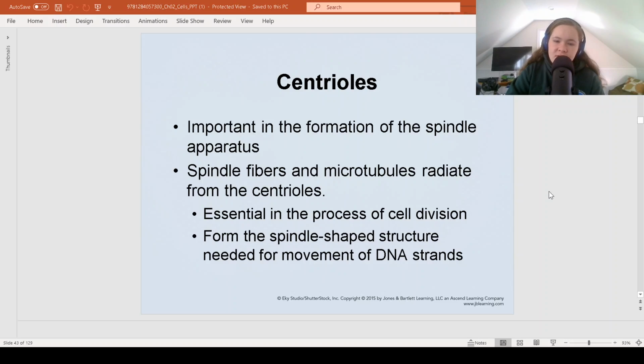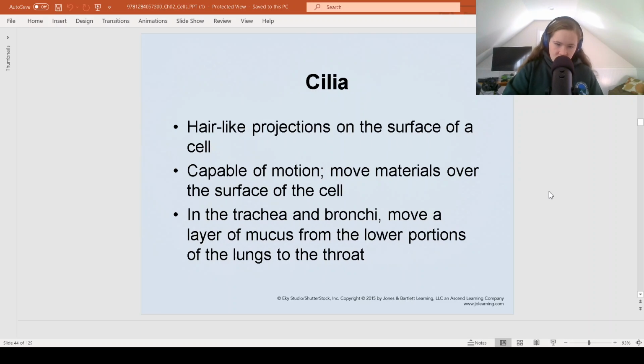Important in the formation of the spindle apparatus are the centrioles, spindle fibers, and microtubules. Spindle fibers radiate from the centrioles. Essential in the process of cell division, they form the spindle-shaped structure needed for movement of DNA strands.